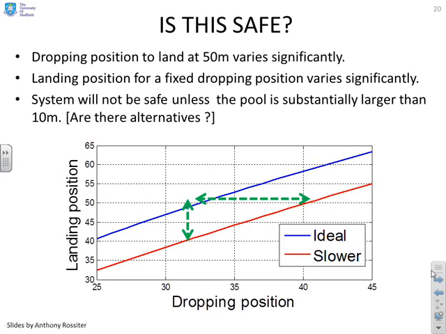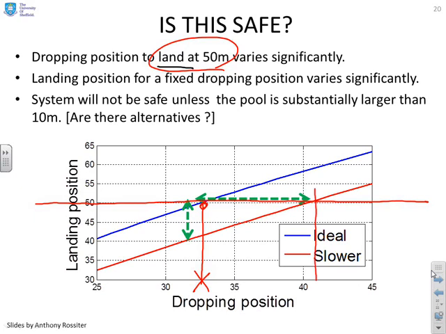So this is the sort of thing I can do. I want the landing position to be 50 meters. So let's mark that down. Here's the landing position. This is where I want them to land. And what does that tell me? Well, if you're on the blue curve, the dropping position is here, whereas if you're on the red curve, the dropping position is here. Now in practice, I'm going to have to drop people at the same place.